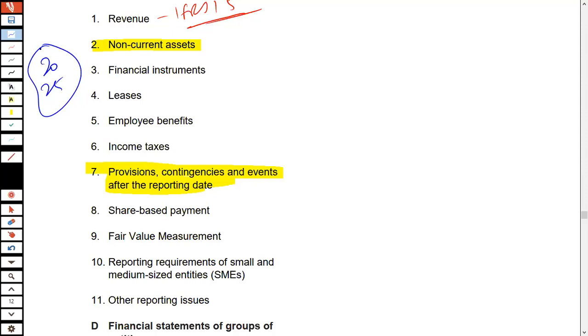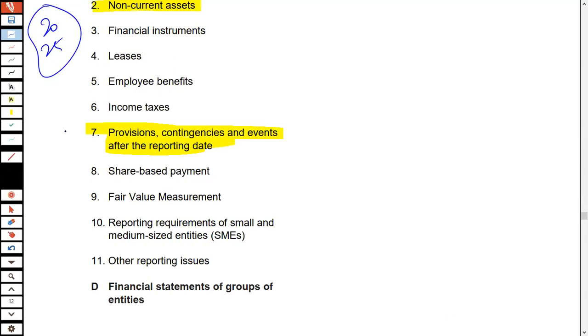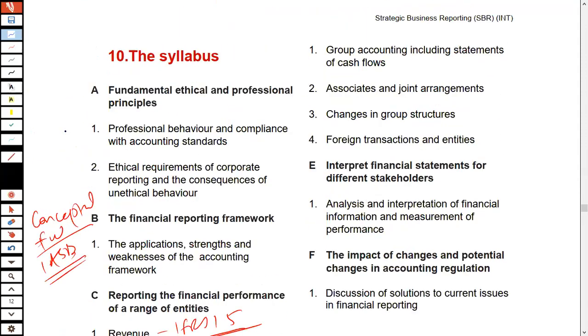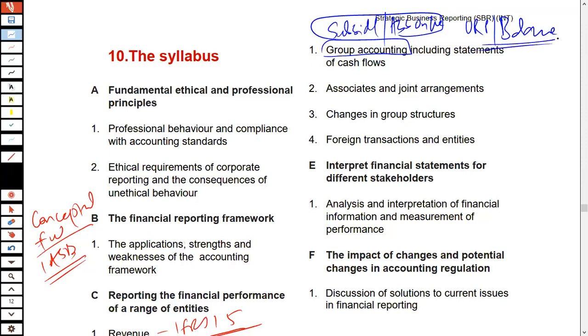Now, the next thing is the financial statements of the group entities. So that's the consolidated financial statements. From the F7 perspective, you have already discussed a subsidiary. You have discussed an associate. You have discussed the unrealized profit transactions. You have discussed the intra-group balances transaction, etc. You have discussed all of them.